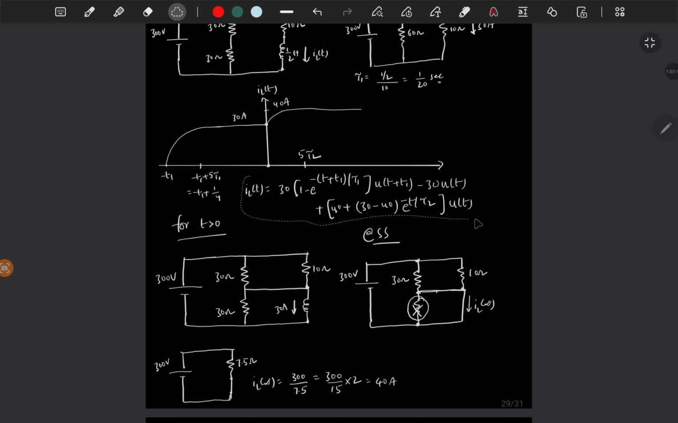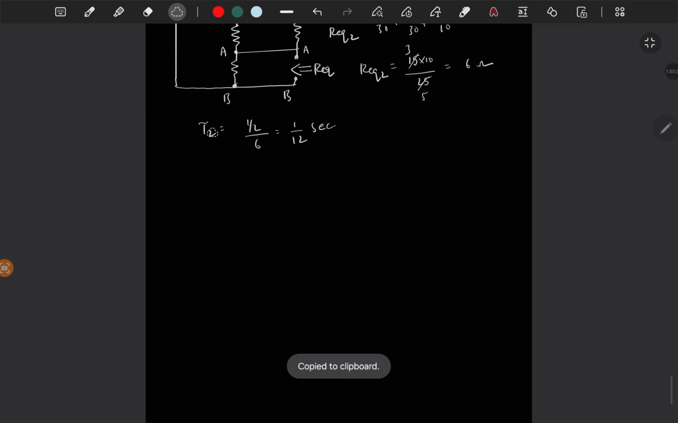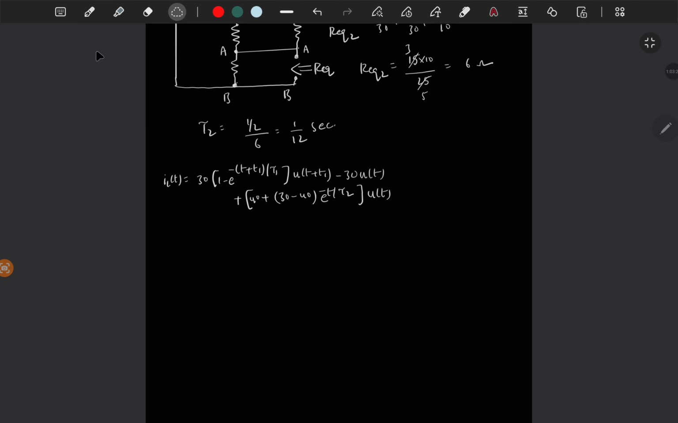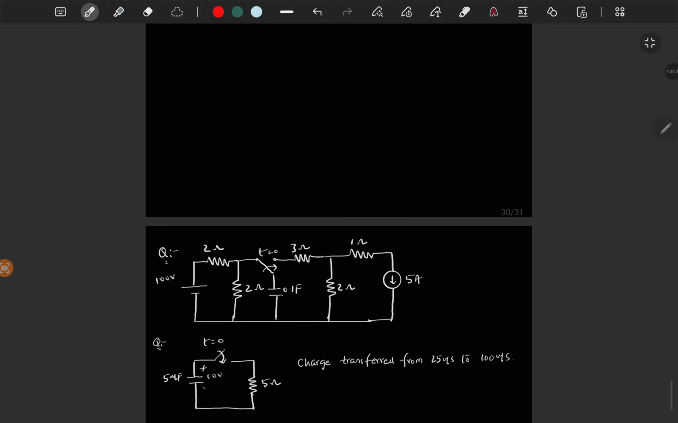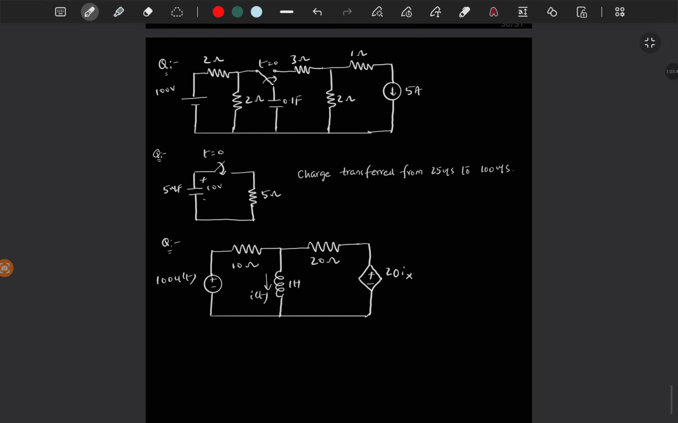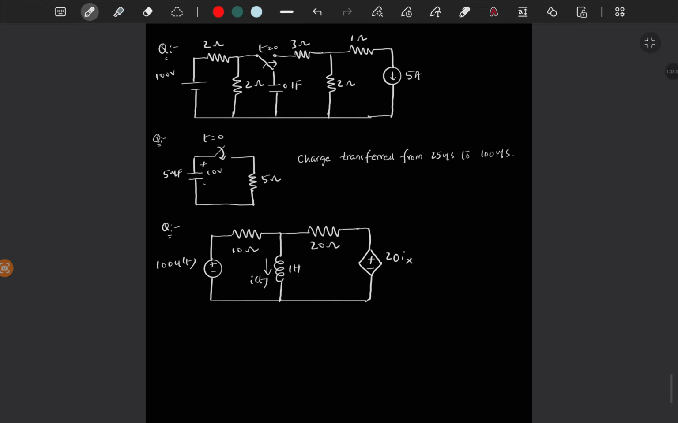If this is IL of t, then V of t you will get simply L di by dt. That's it. So VL of t is L di by dt. And we will solve these three circuits. Yeah, we will solve.